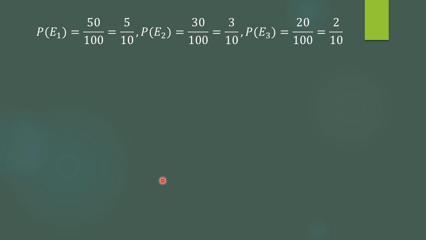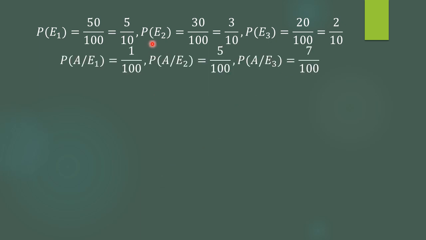Now they have already given A given E1: 1%. The operator A is making defective, so that is 1 by 100. 5% are produced by the operator B. B is E2. So A given E2 is 5 by 100, and A given E3, they have given it as 7%. So that is the information given in the question.